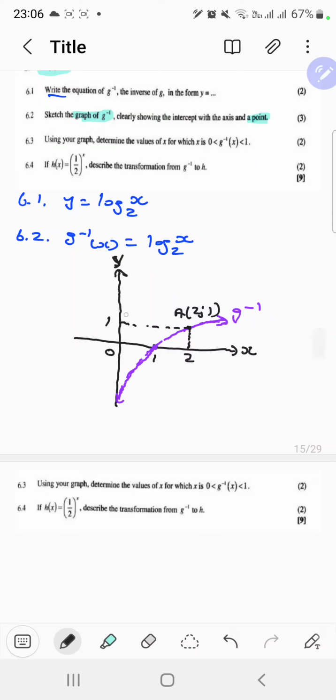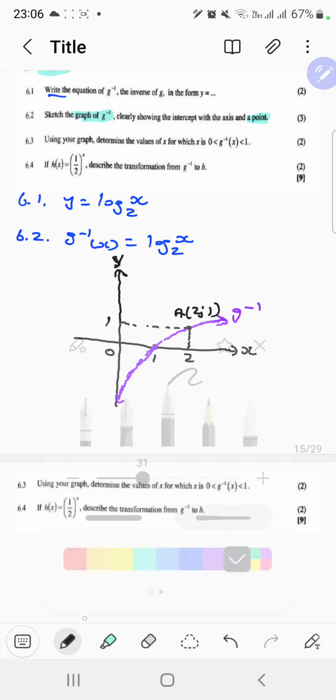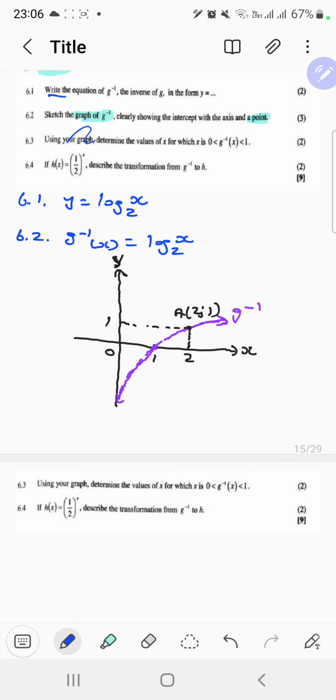Okay, so that is fine. You get the marks for doing what you were asked to do. This is pretty easy. And then it says use your graph. Now use your graph to determine the values of x for which the inverse is less than 1, greater than 0. So when is that?